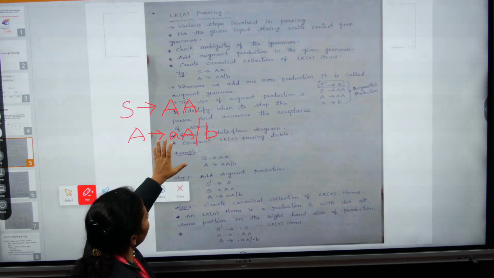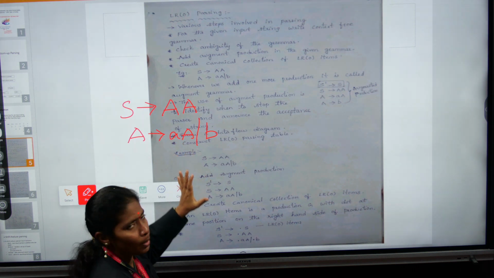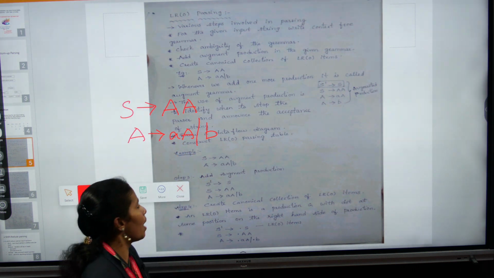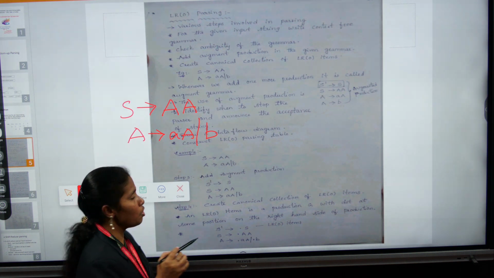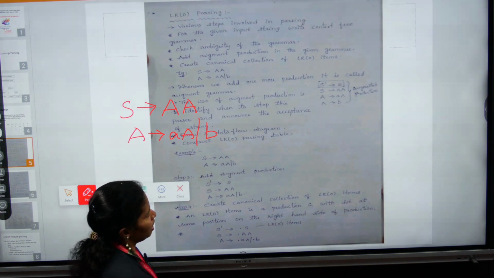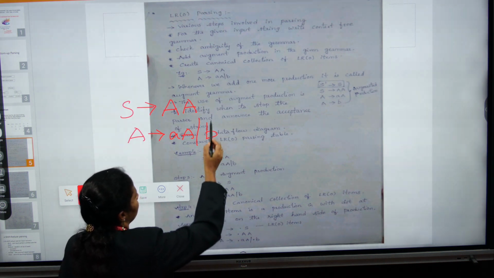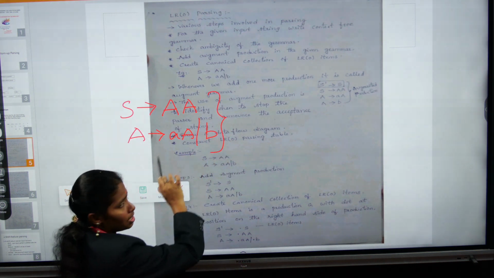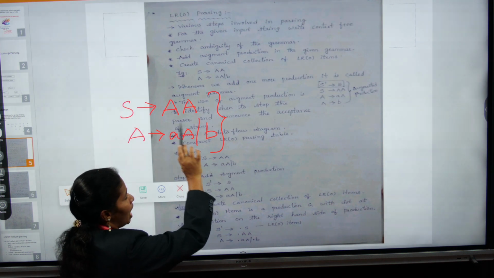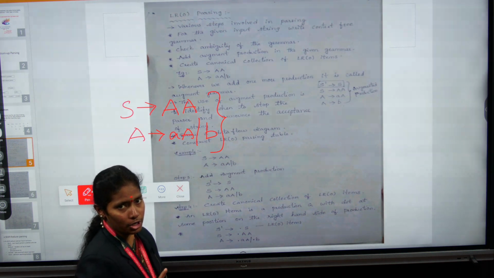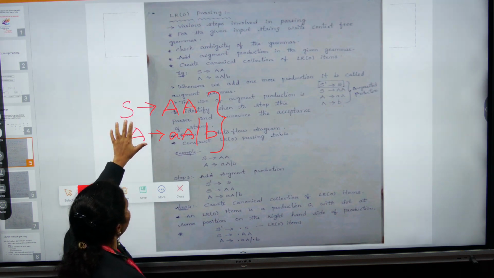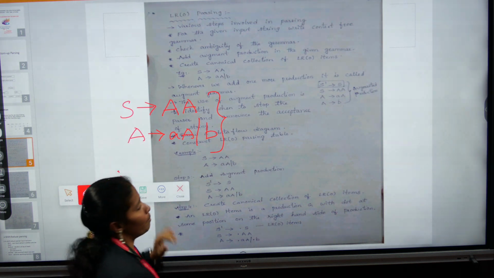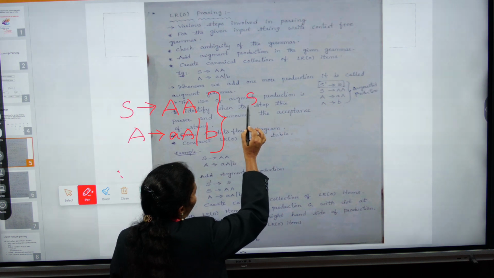And the third step is to add the augmentation production for the given grammar. The meaning of augmentation is that if you are adding a new production to the grammar, then it is called an augmented grammar. So this is our grammar. For this grammar we need to add a new production, and when adding it you need to consider the starting symbol of the grammar. So the starting symbol of the grammar is S.